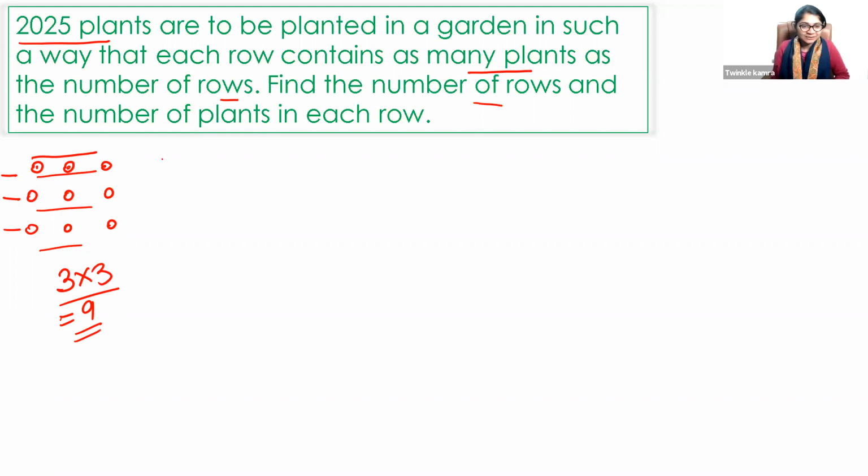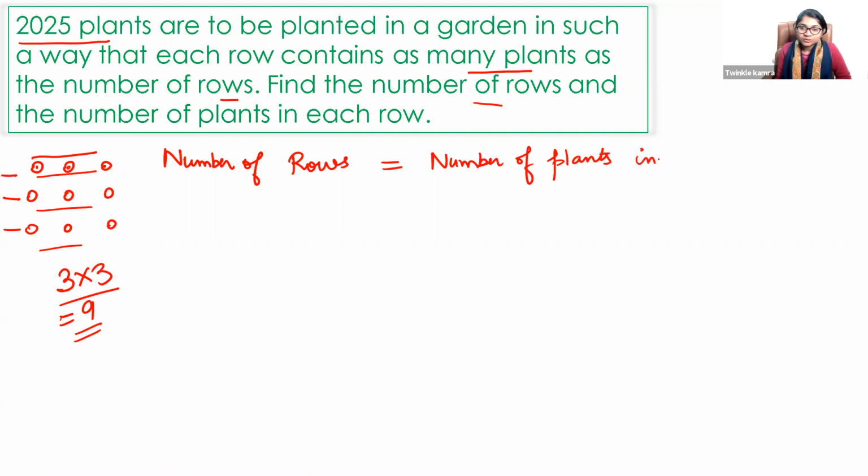पहले let's write it down. See, if I see number of rows is equal to number of plants in each row. Each row में जितने rows है, the number of rows and the number of plants are equal. Okay, so let's take it something. Let me just take it. I call it A. All right.